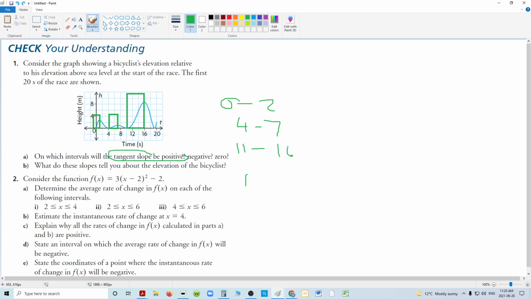On which intervals will the slope be positive? When will it be negative? Well, it's clear that on the other side of the hill, going down, the slopes will be negative. From here, it's going down. Here, it's going down. And here, it's going down. They're just trying to remind you when a slope is negative. I won't do the time intervals, but it's the same method. You find the top of the hill and go down to the bottom of the hill. That's when the slope is negative.